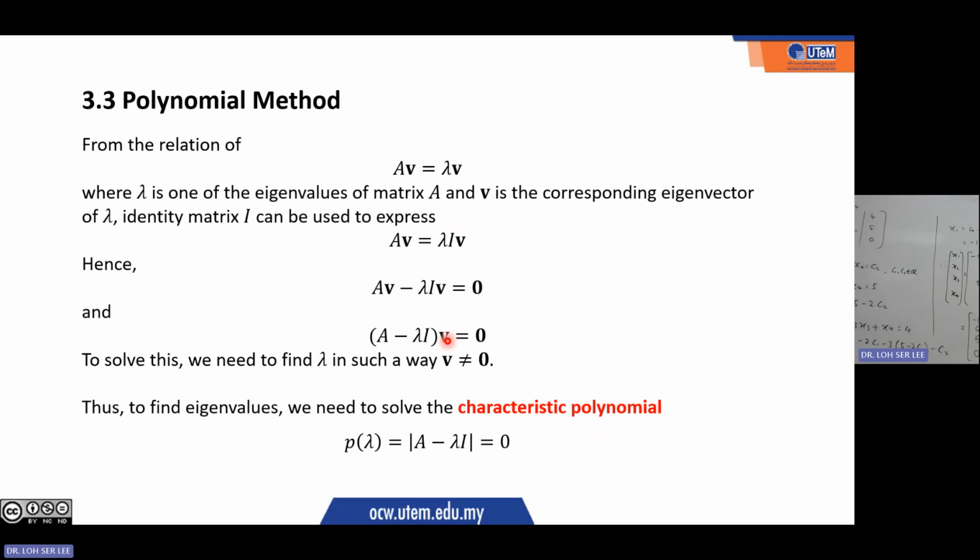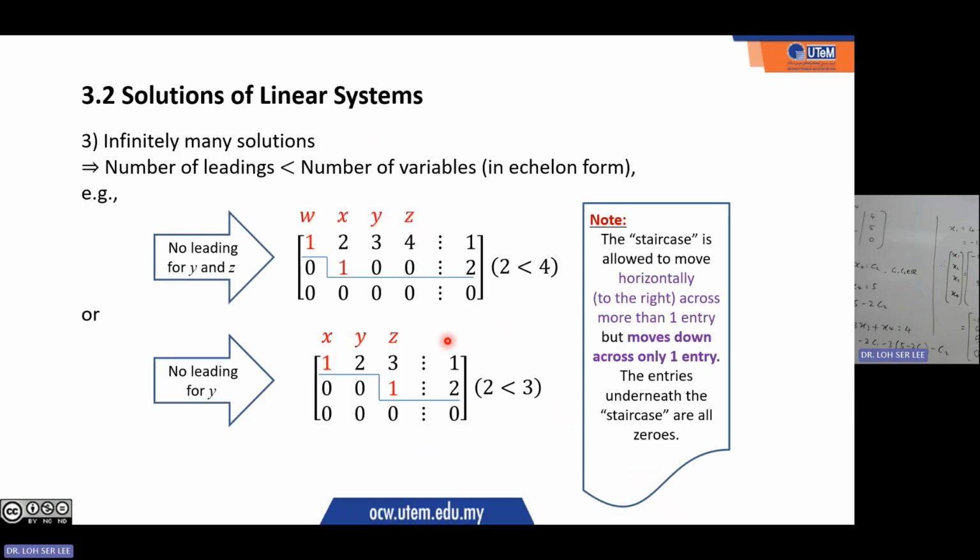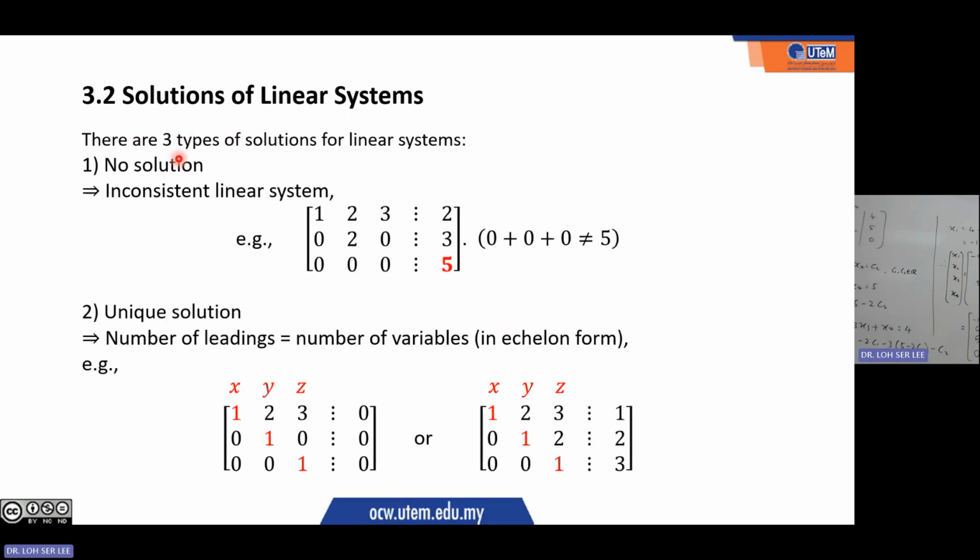I can't use this. I take a 3 by 3 matrix, this one. It gives infinitely many solutions. That means if this is your V, where V is X, Y, Z, let's say, this is what we want, because we want our V to have a solution, not the no solution.